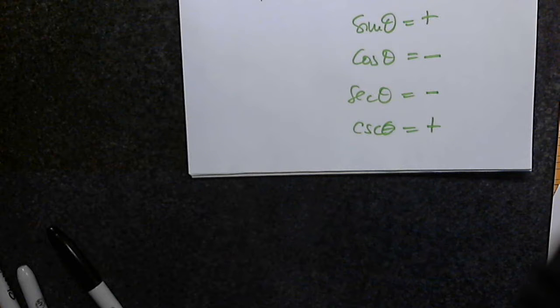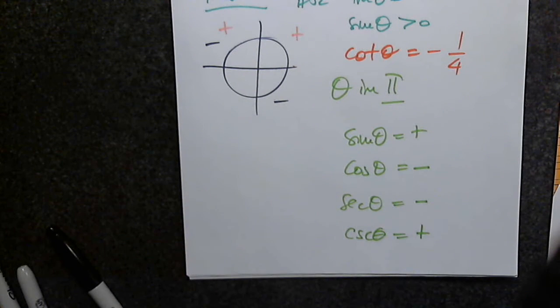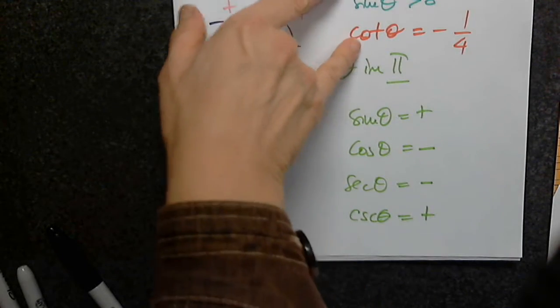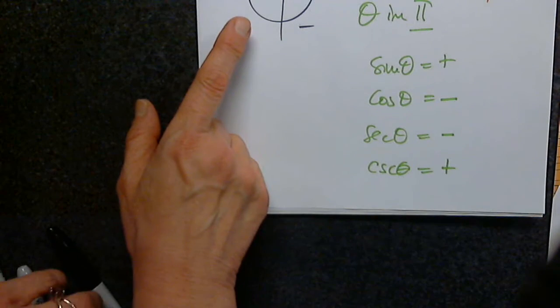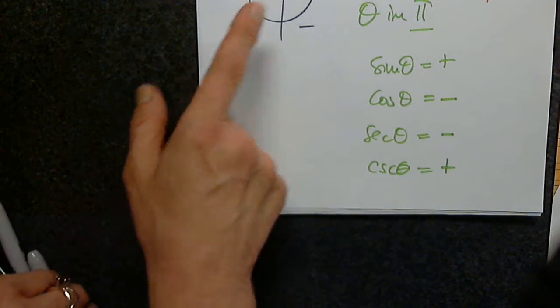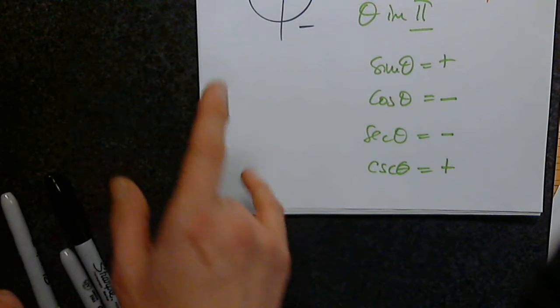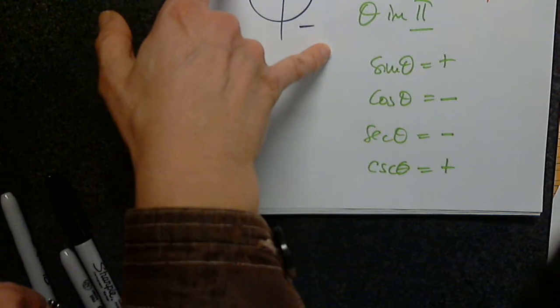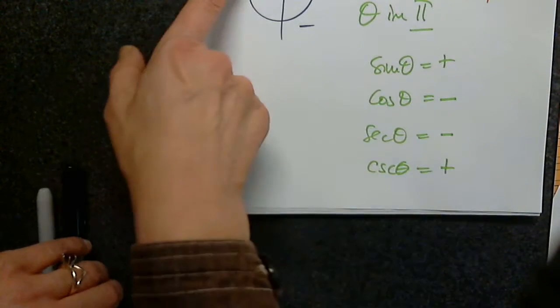But we didn't know whether the other ones... I'm thinking, if we knew sine is positive and the tangent was negative, would it have to be in that quadrant? Well, tangent and cotangent are both negative, so it could be this or this. Yes, but sine is not positive in that one. Because sine is positive, it must be the second quadrant.